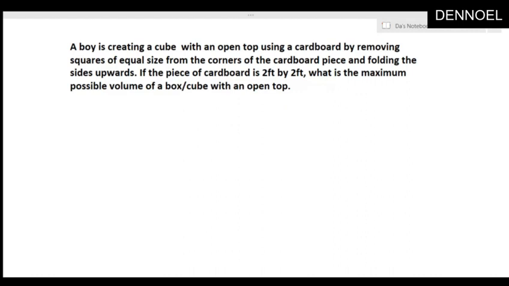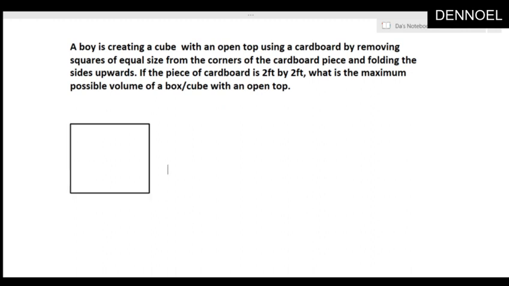So the problem states that a boy is creating a cube with an open top using a cardboard by removing squares of equal size from the corners of the cardboard piece and folding the sides upwards. If the piece of cardboard is 2 feet by 2 feet, what is the maximum possible volume of the box or cube with an open top?